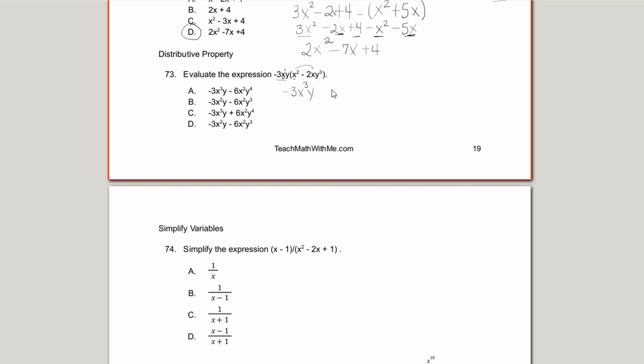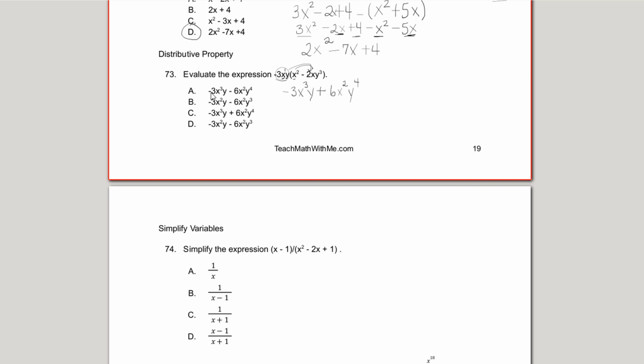Don't forget the y. Now we're going to multiply the negative 3xy times negative 2xy cubed. So I have a negative times a negative, which is going to give me a positive. And then 3 times the 2 is a 6. X times x gives me x squared. X to the first times x to the first, I'm adding those ones. And then y times y to the third gives me a y to the fourth, 1 plus 3.